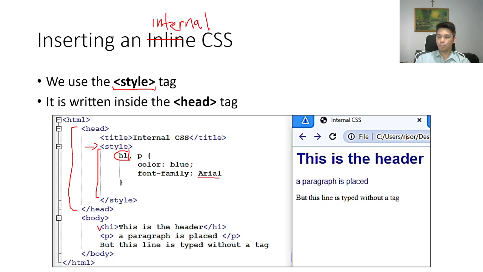Now, let's look at the body. In the body, we have H1. This is a header. It's this one. It has color blue, and the font family is Arial. For P, the paragraph, it's also color blue. The font family is also Arial. But on the third line, it doesn't have a tag, which means the style for H1 and P will not be applied. So this one doesn't have any styles. It will be in default style.